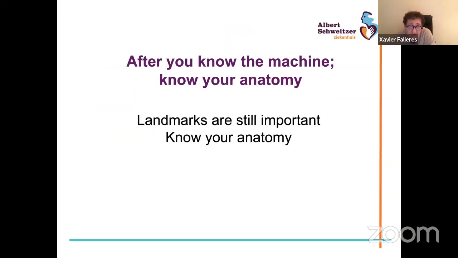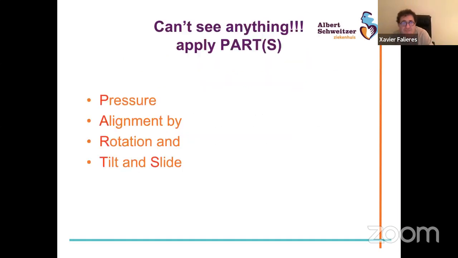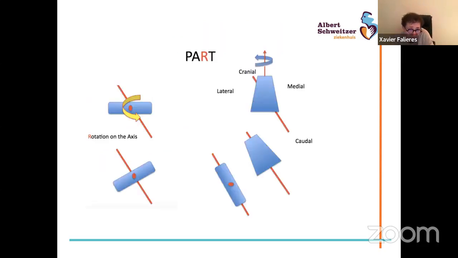Also, as I said at the beginning, please know your anatomy and have some basic idea of the sono anatomy. And when you give a block, please use pressure, alignment, rotation, tilt, and slide. You have to move your probe, and sometimes moving your probe will change the image, and you will see the nerves or other structures much better.